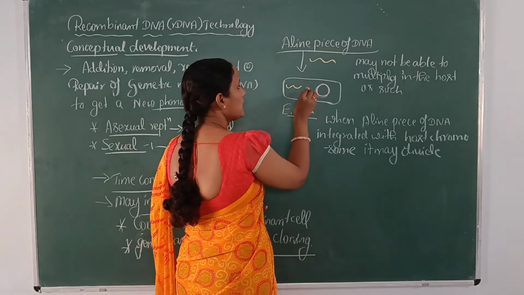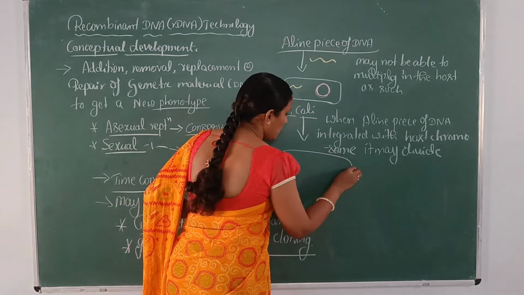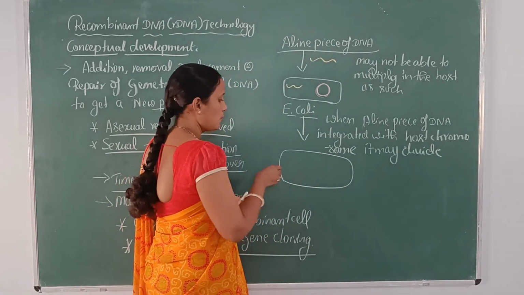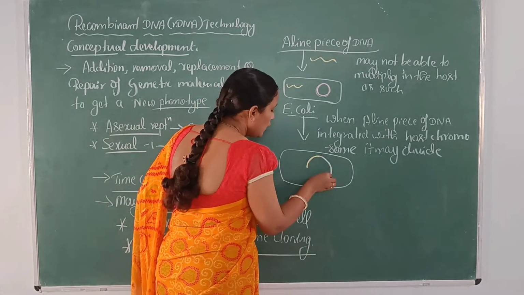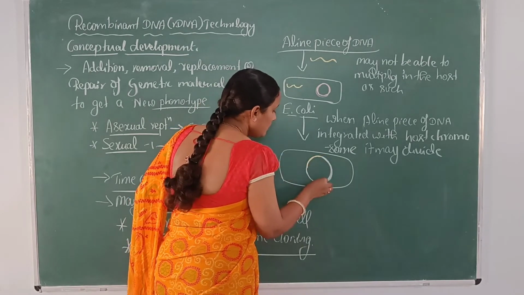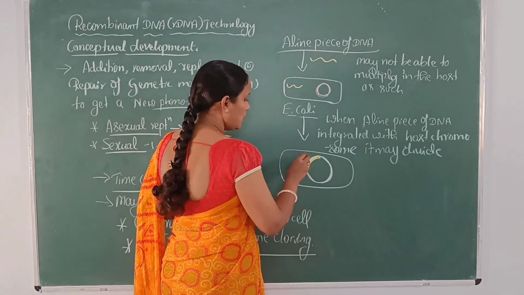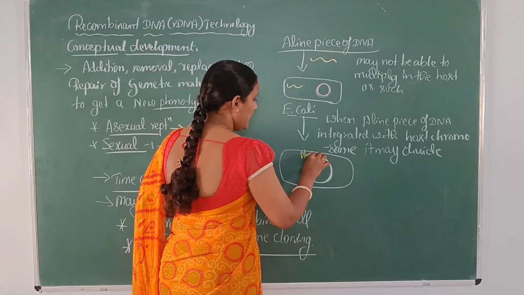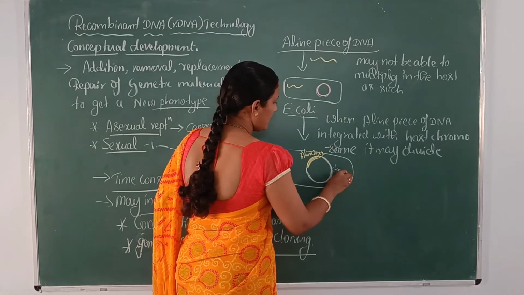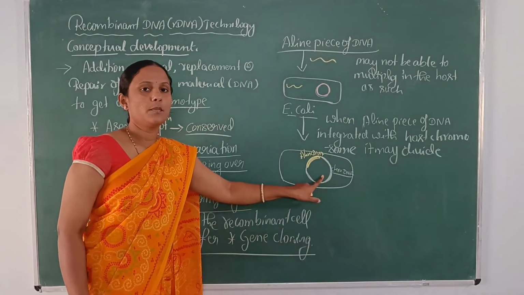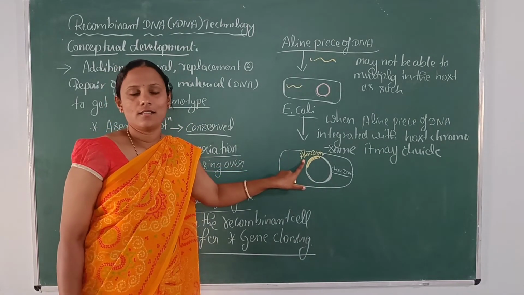This is a chromosome of an organism. Integration means it becomes a part of this chromosome. If it becomes a part of this chromosome like this, then along with the chromosome, we'll just write it in a block. This is the alien DNA and this is chromosomal DNA. So along with the chromosomal DNA, this alien piece of DNA will also replicate.